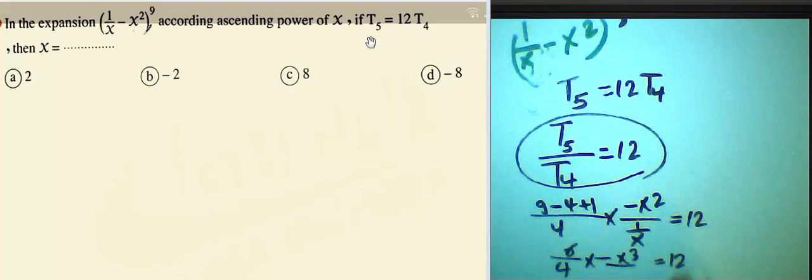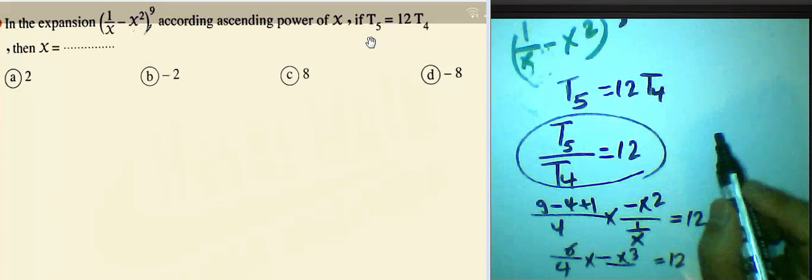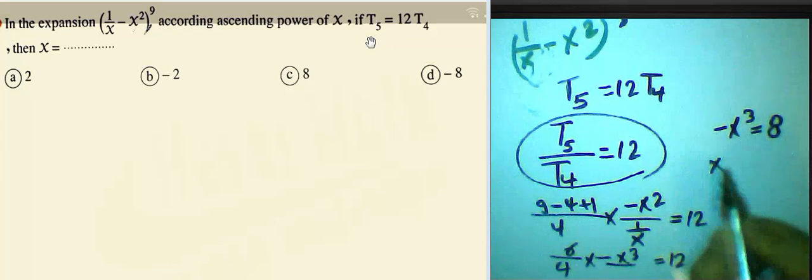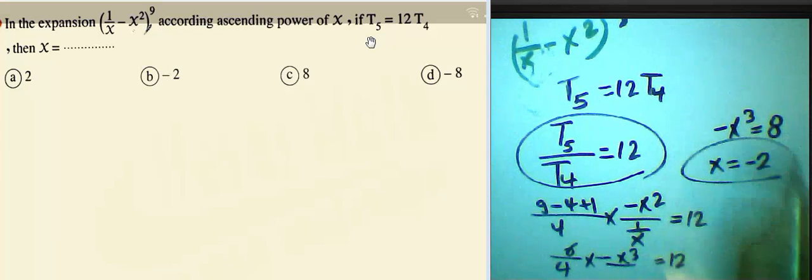48 divided by 6 equals 8. Then negative x power 3 equals 8, so x will be the cubic root of this number, negative 2. The result will be negative 2. Choose letter B for this example.